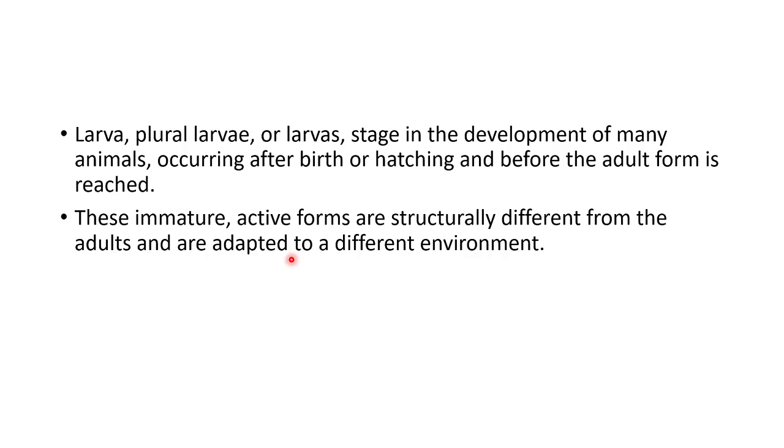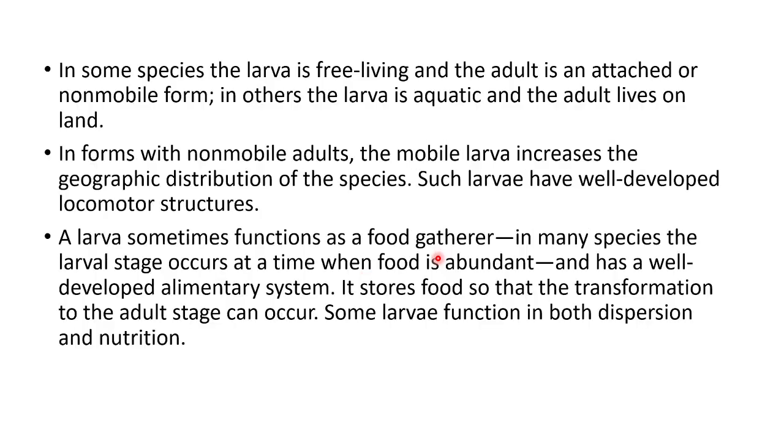We all know a common larva, that is the tadpole. The tadpole is entirely different from the frog. So, like that, larvae are active, immature forms, structurally different from the adults and adapted to a different environment. That is what we can see in that example itself. A tadpole lives in water only, but the frog can live in both water and land. Just like that, we will be dealing with several larval forms.